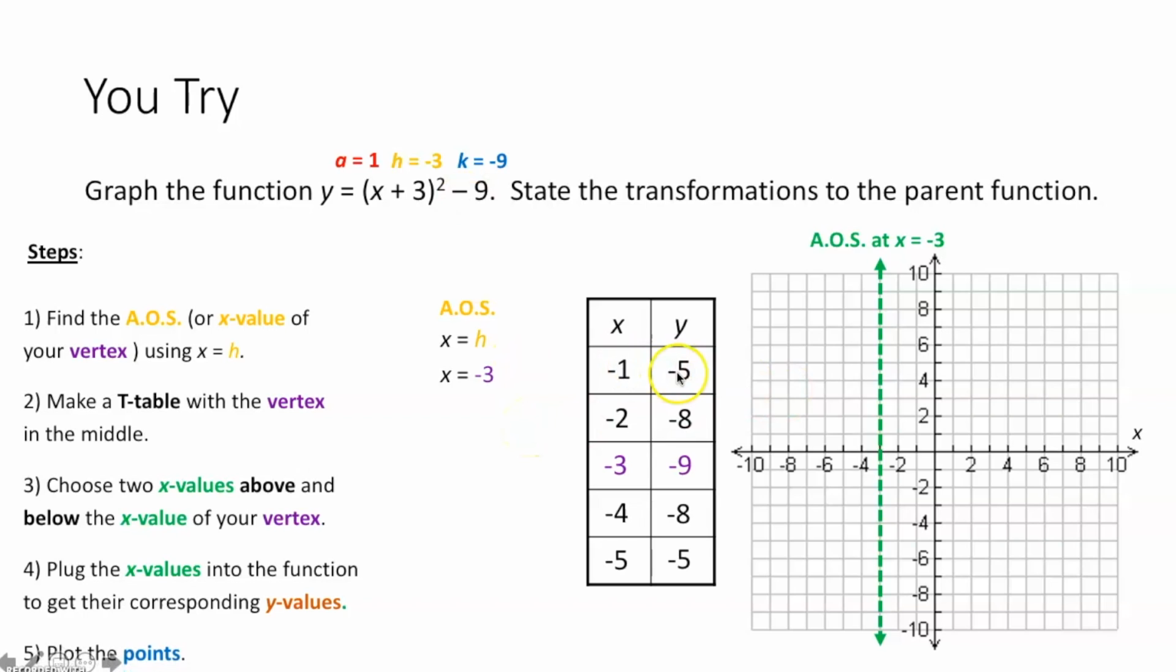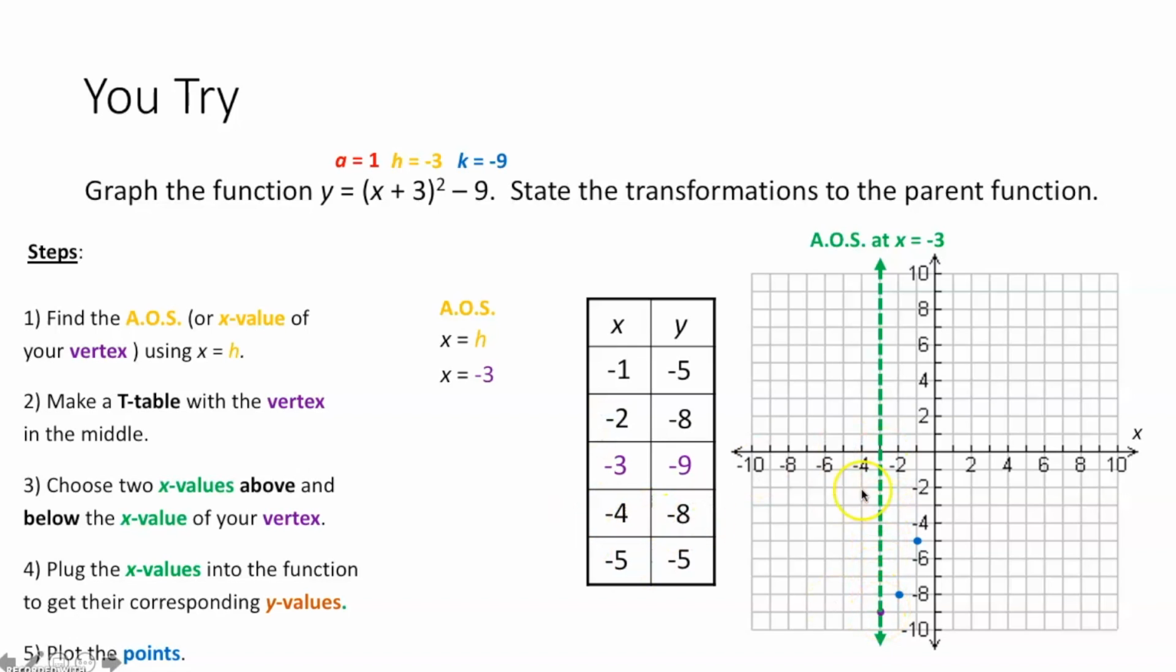So -1, comma, -5. I go over -1 on the x-axis, down -5 on the y-axis, put a point. -2, comma, -8. I go over -2 on the x-axis, down -8 on the y-axis, put a point. -3, comma, -9, our vertex. We go over -3 on the x-axis, down -9 on the y-axis, put a point.